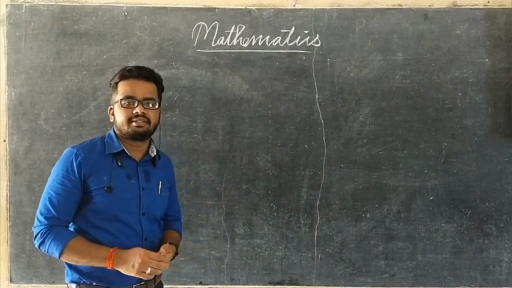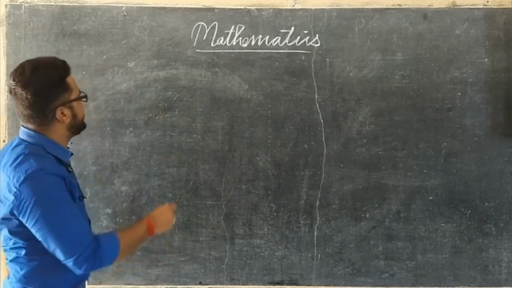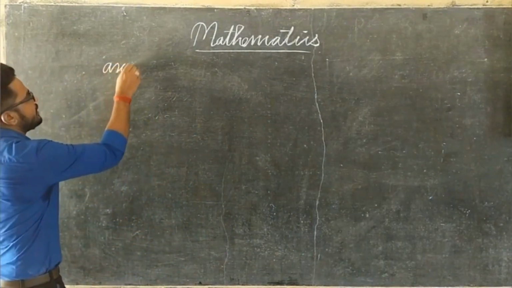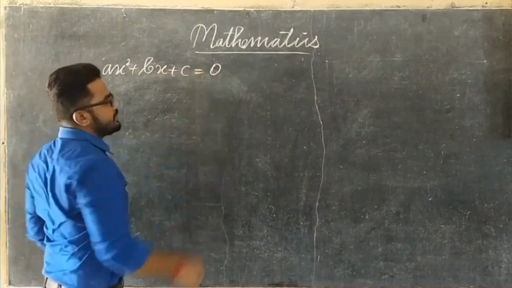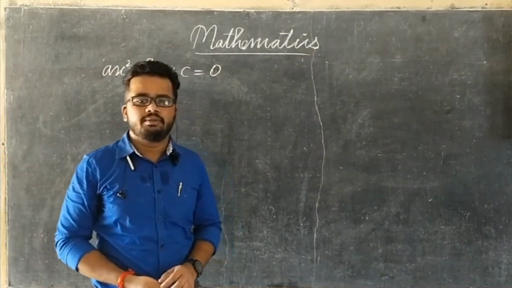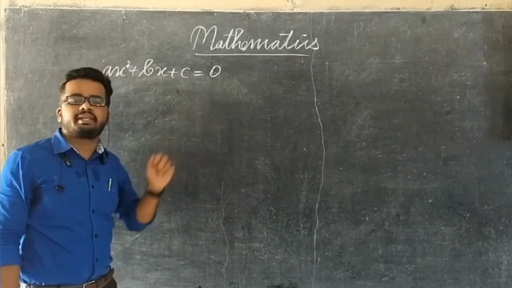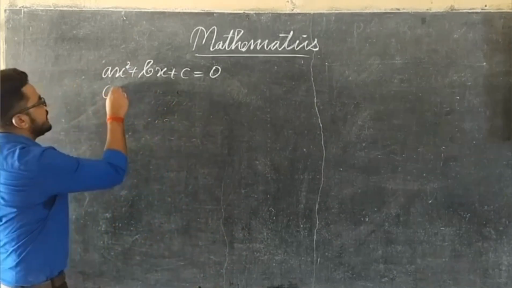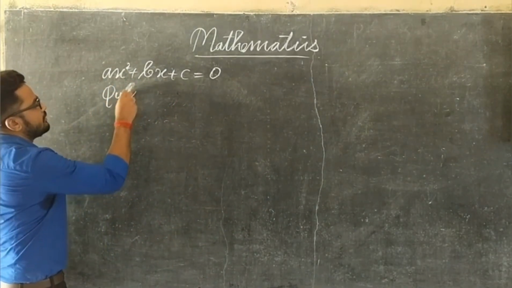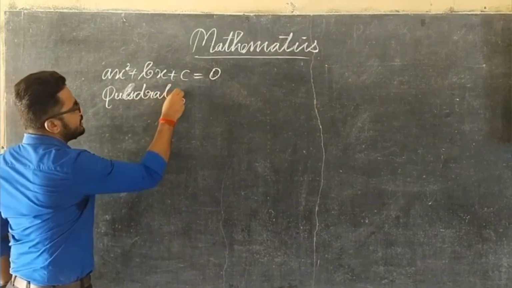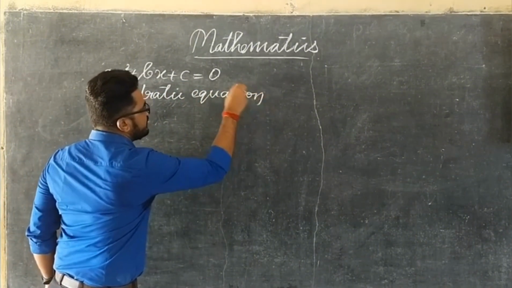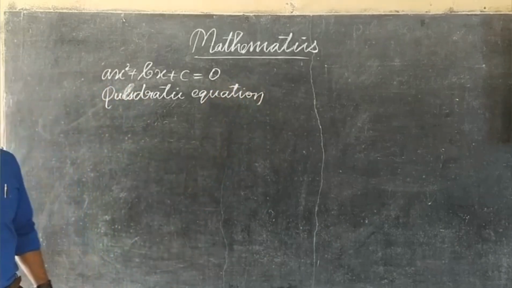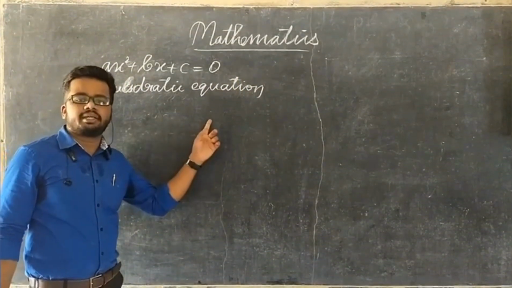In this class, let us discuss a type of equation, ax square plus bx plus c equal to 0. This type of equation is called a quadratic equation. You are familiar with this concept from your earlier grade classes: the quadratic equation.